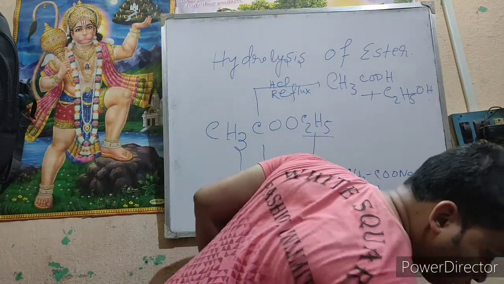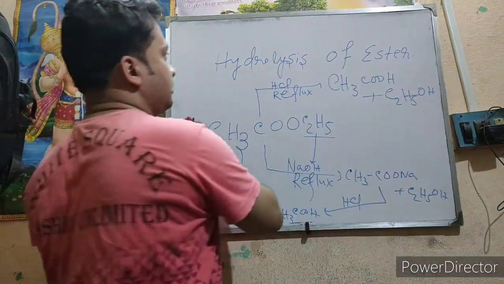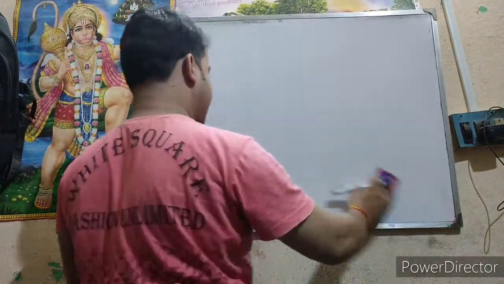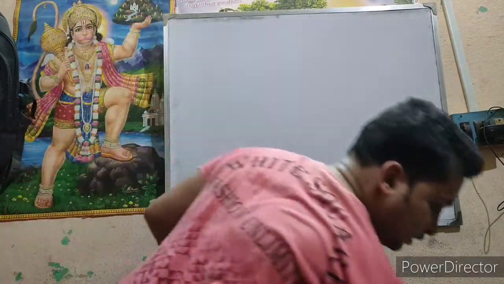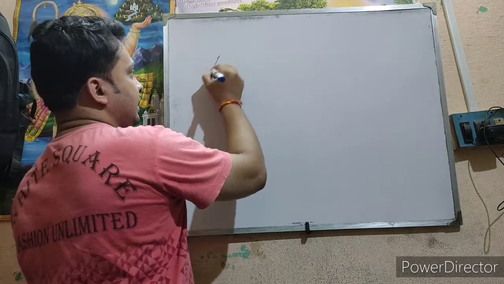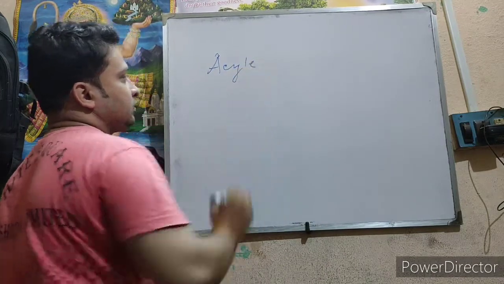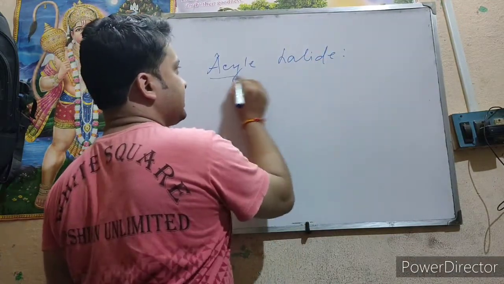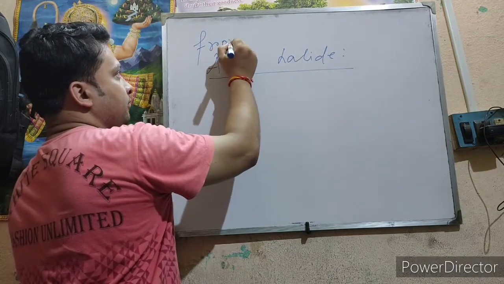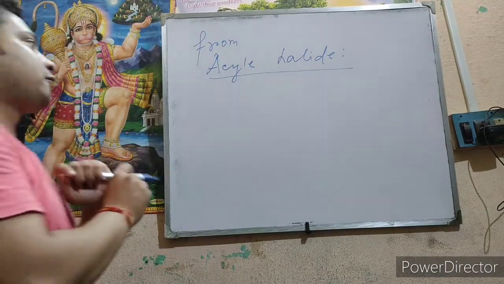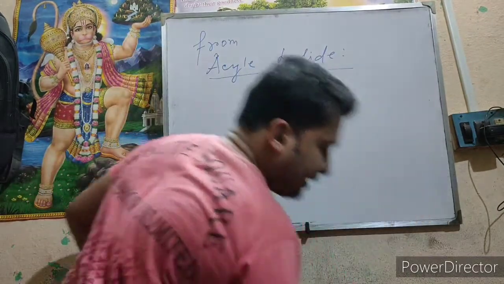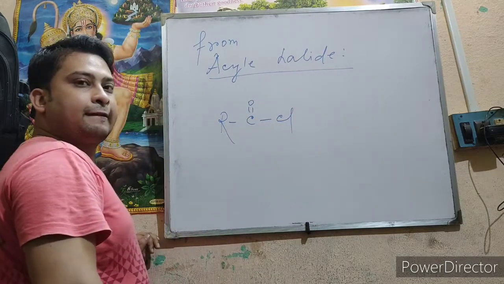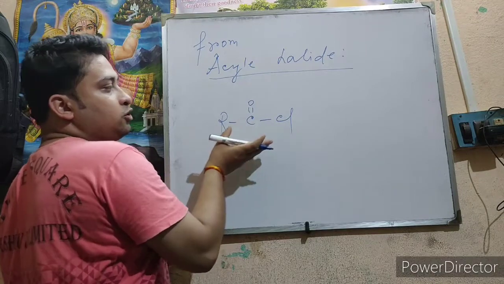Next one, if you have acyl chloride, the next process is from acyl halide or acyl chloride. From acyl halide, you take an acyl group, that is RCOCl, and you want to prepare RCOOH.